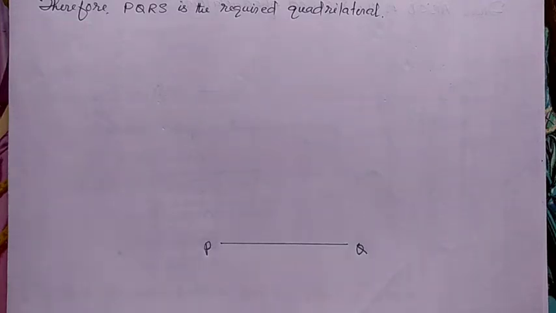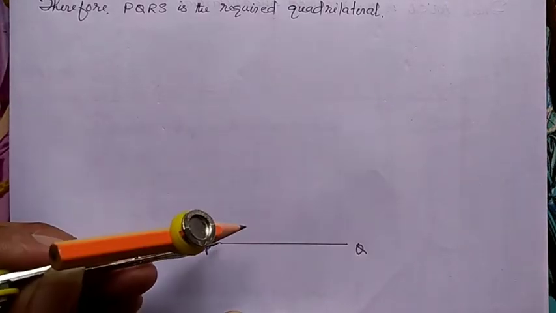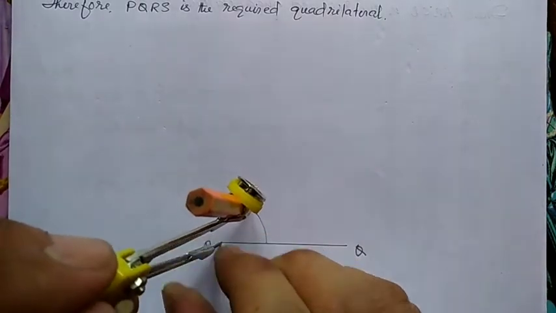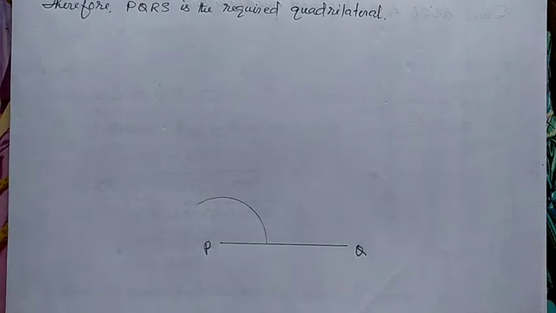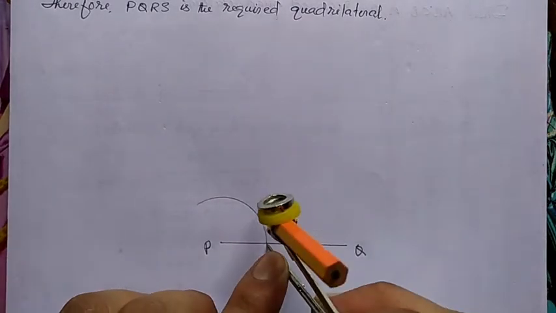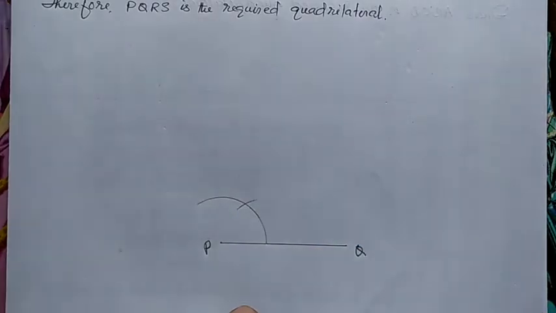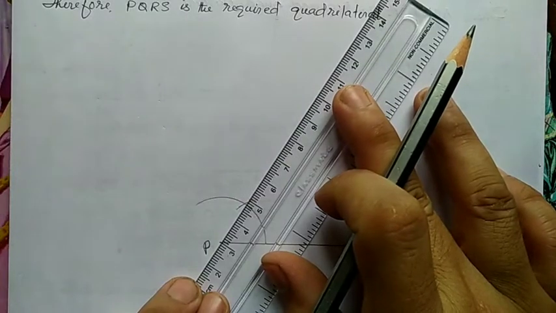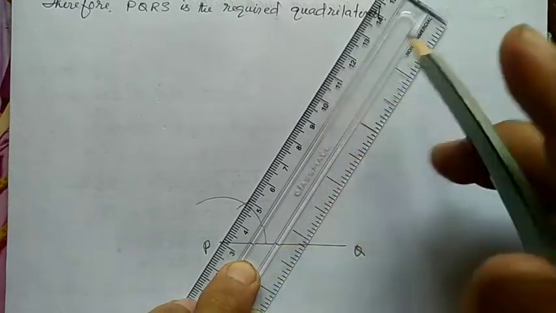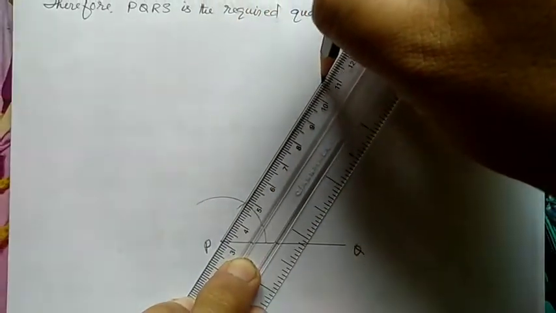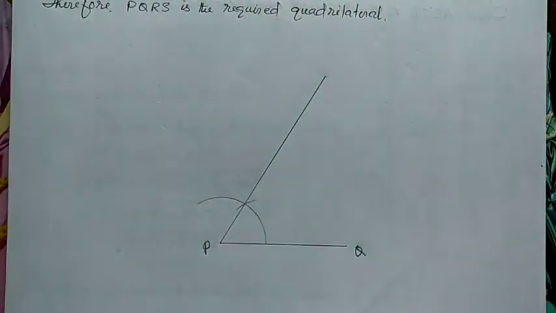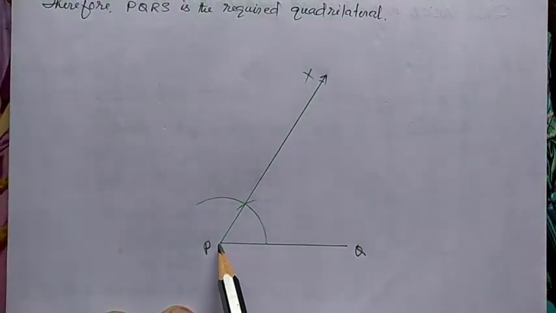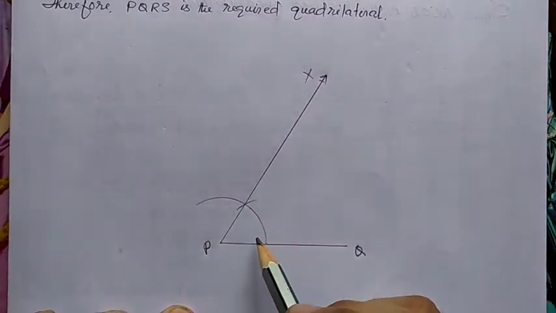For that, we take P as center and we draw one arc. Then taking this as center, we draw another arc, cutting the first arc. Then joining this, we get an angle whose measure is 60 degree. Now draw this ray longer and we name this ray X. Now this angle is QPX. This angle is 60 degree.